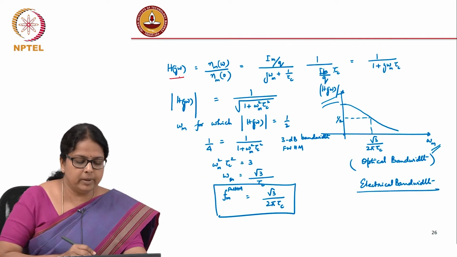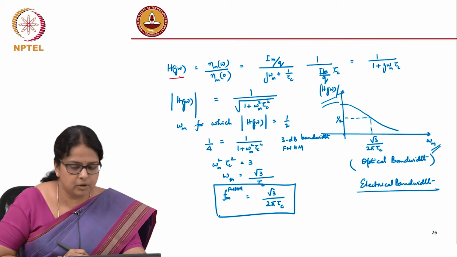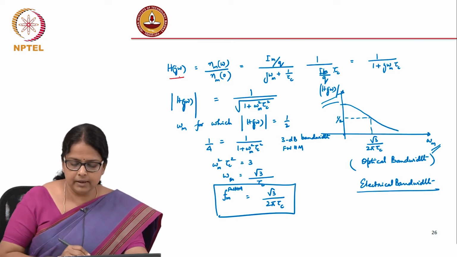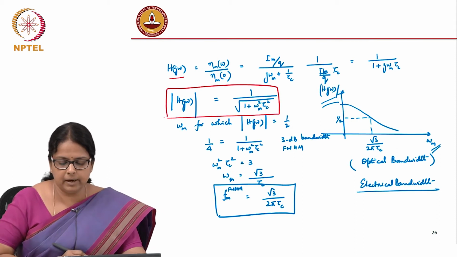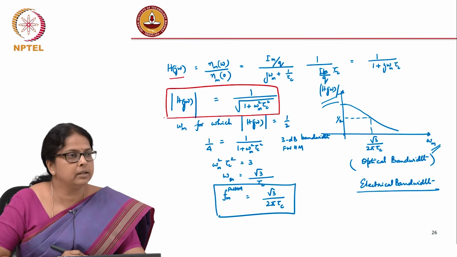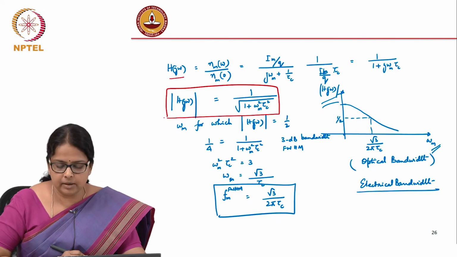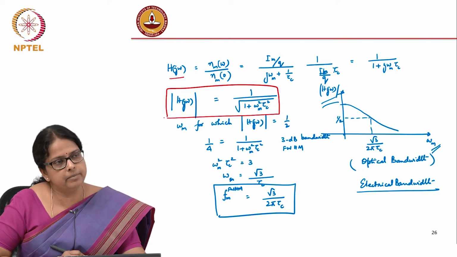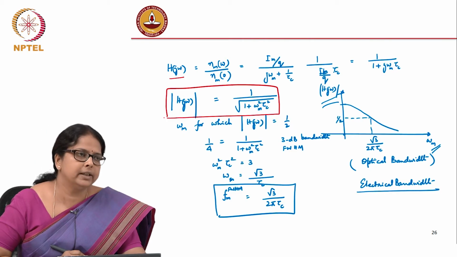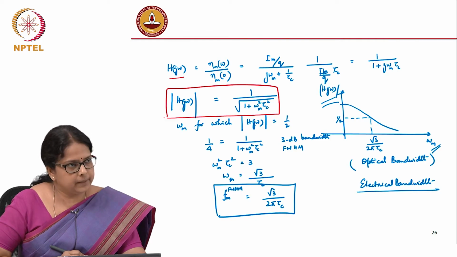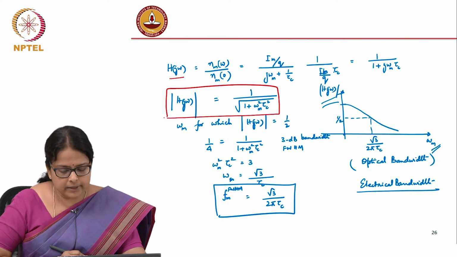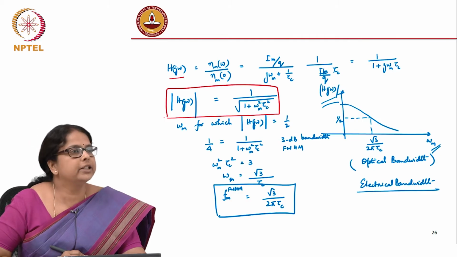So we had derived an expression for the injected carrier density per unit volume in the presence of modulation, and the H of j omega, the transfer function in the presence of modulation. We figured that the modulus of the transfer function is given by 1 by square root of 1 plus omega m square tau c square, where tau c is your effective recombination time, which includes both radiative and non-radiative recombination. Omega m is your modulation frequency. Now the question we are asking ourselves is, what is the modulation bandwidth?